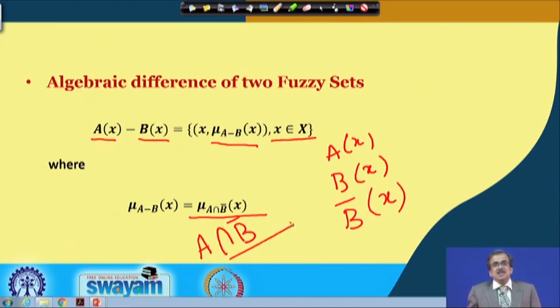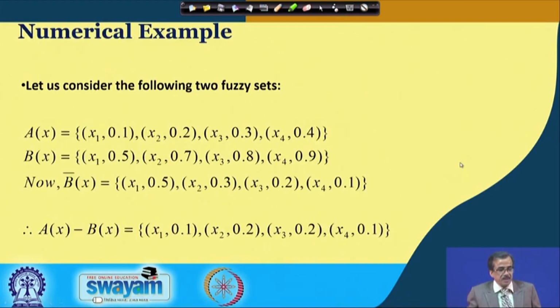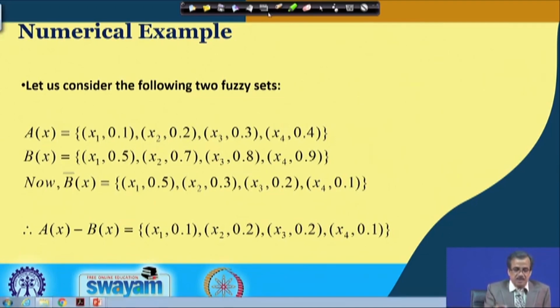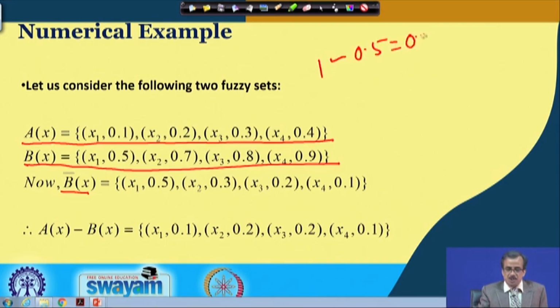Now, let us see how it works. I am just going to solve one numerical example. Supposing that A(x) is a discrete fuzzy set something like this, and B(x) is another discrete fuzzy set something like this. We try to find its complement, that is, B bar(x): for x1, 1 minus 0.5, that is 0.5.